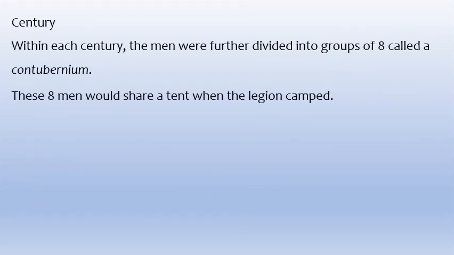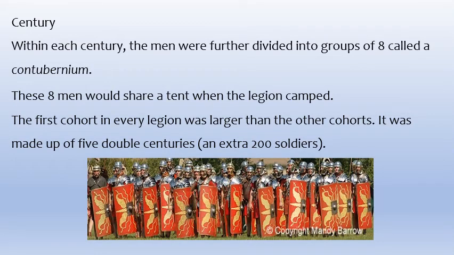Within each century, the men were further divided into groups of 8, called a contubernium. These 8 men would share a tent when the legion camped. The first cohort in every legion was larger than the other cohorts. It was made up of 5 double centuries, an extra 200 soldiers.